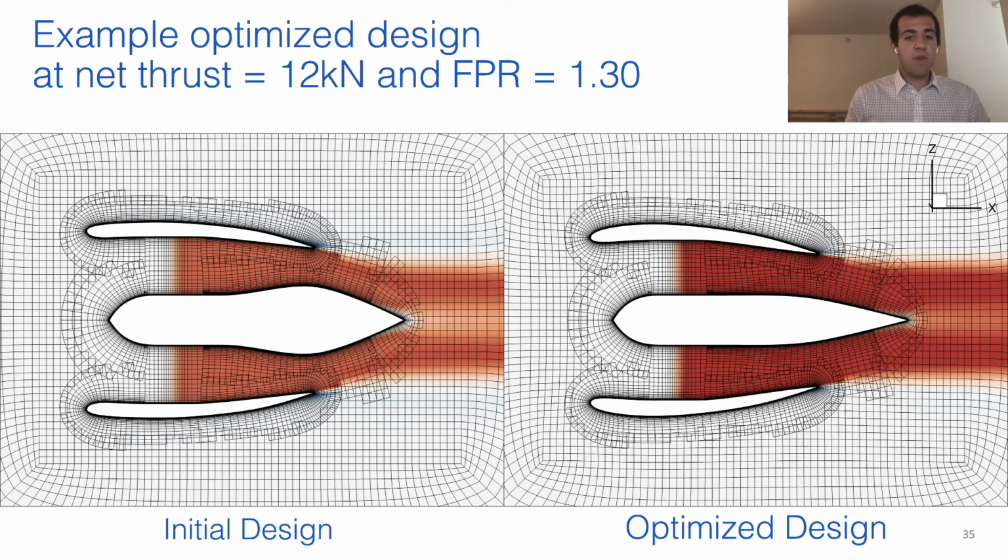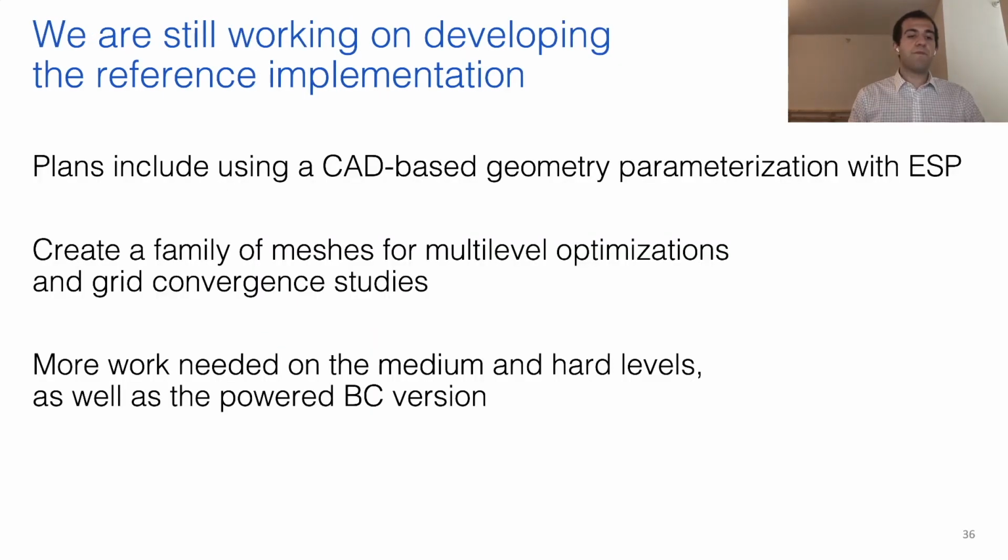In this slide, I'm just showing a sample optimized design at a net thrust of 12 kilonewtons and a fan pressure ratio of 1.3. On the left, you're seeing the initial design, and on the right, you're seeing the optimized design, and the contours reflect the total pressure with respect to the free stream. There's not much information to be gathered from this plot, but I'm only showing this to represent the range of geometric changes that we expect from these optimizations.